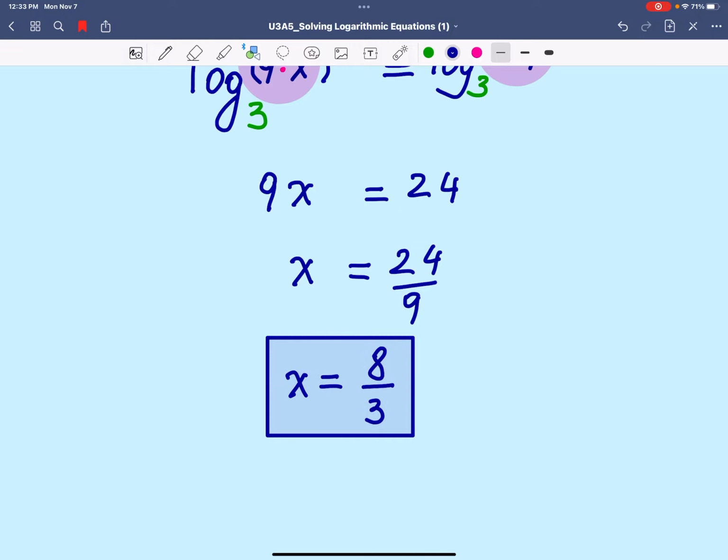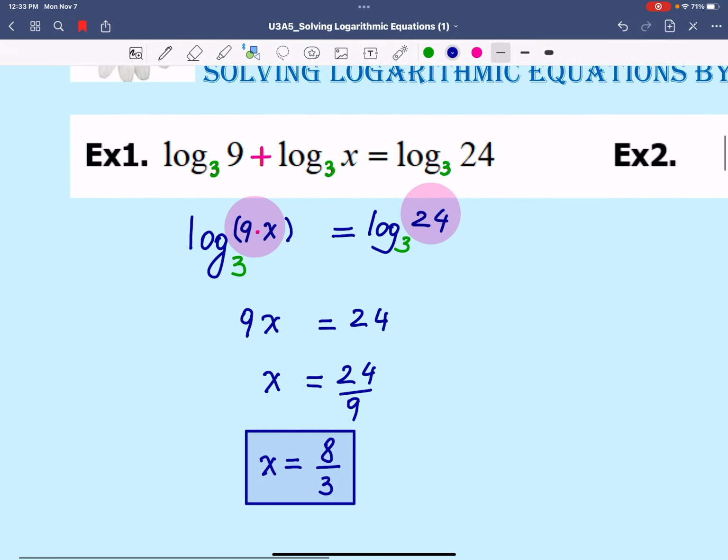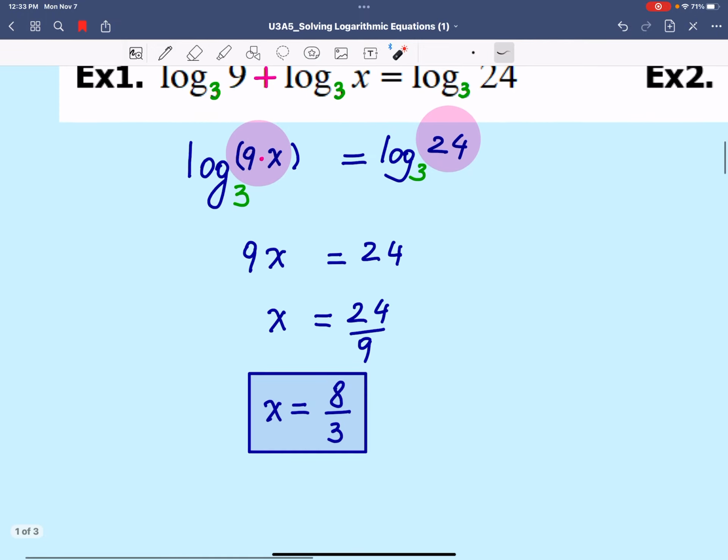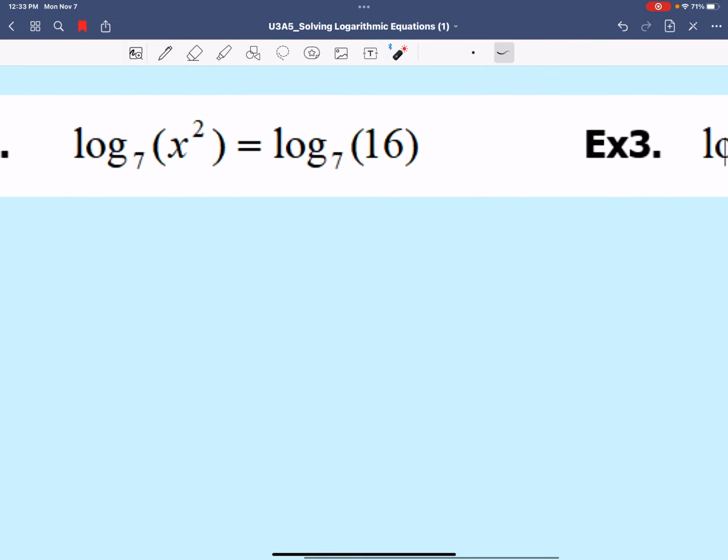Now the last step in solving a logarithmic equation is testing whether the solution is acceptable or not. Remember that when we graph logarithmic functions, we emphasize that the expression inside the log has to be a positive number. And since x, or our unknown, was inside the log, we have to make sure that this answer will make sense for the term. So 8 over 3 is a positive number, which means that this is an acceptable solution. Let's move on to the next example.